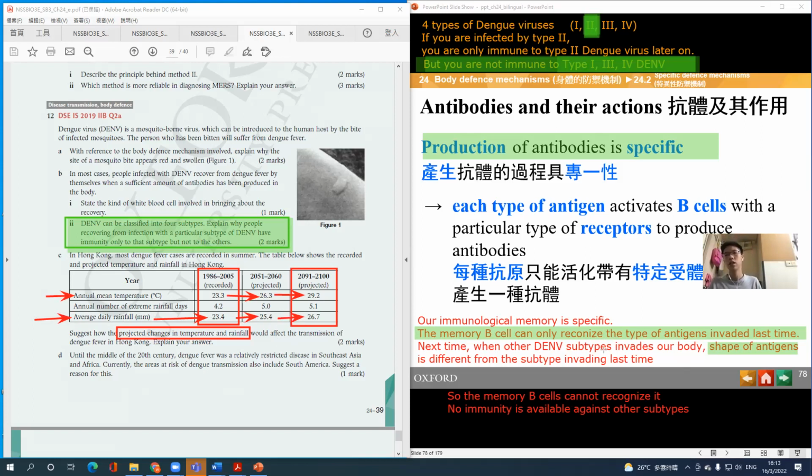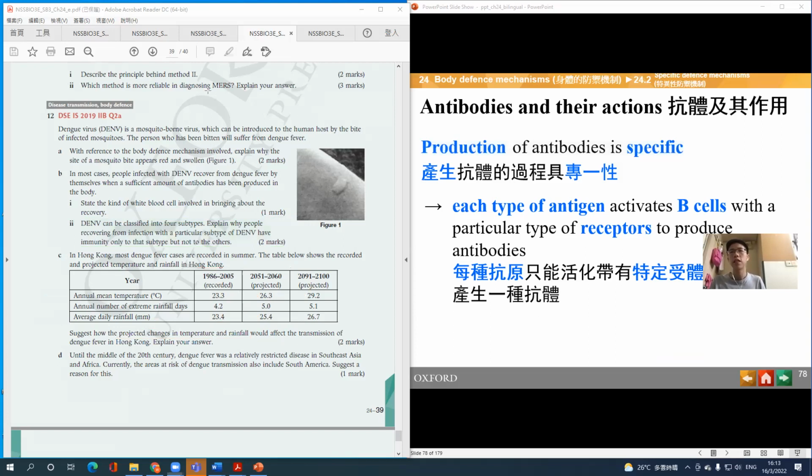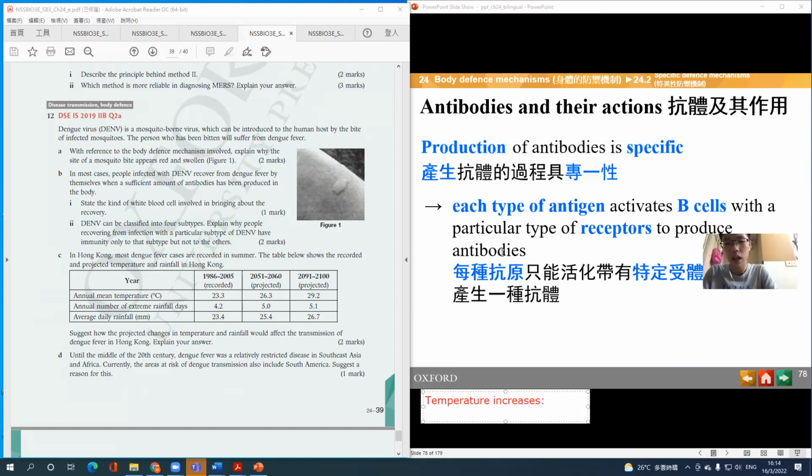Also increases. Okay, that's good. So basically, temperature increase, rainfall also increase. These two have different effects. Okay, first concept, temperature increases. Okay, and also rainfall increases. Both of them can increase.